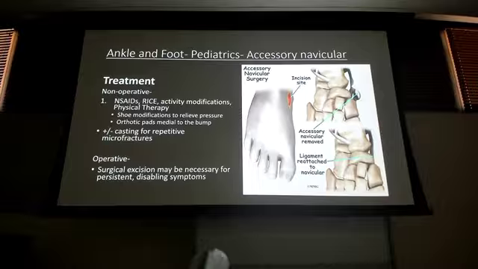And then surgery may be necessary if it's disabling, so they're having difficulty walking or issues with that. We usually put a short leg cast if we're casting them. And then for surgery, they can look at doing an excision, which is called the Kidner procedure. That's a classic PANCE question: if they failed non-operative treatment, what's the procedure that we use for it? It's the Kidner procedure.